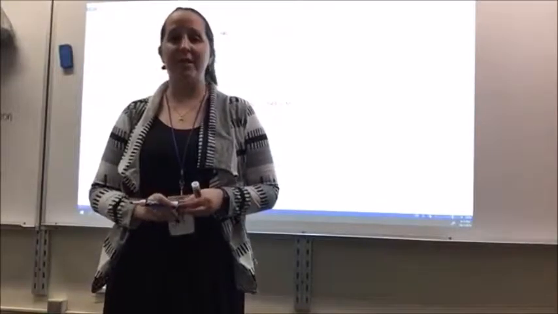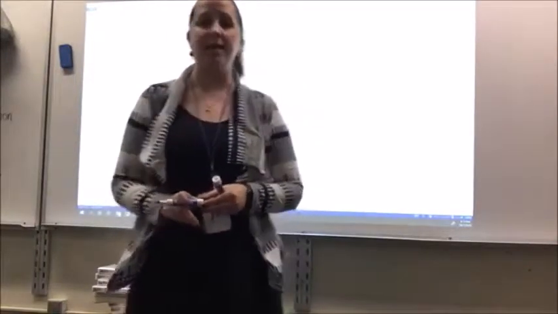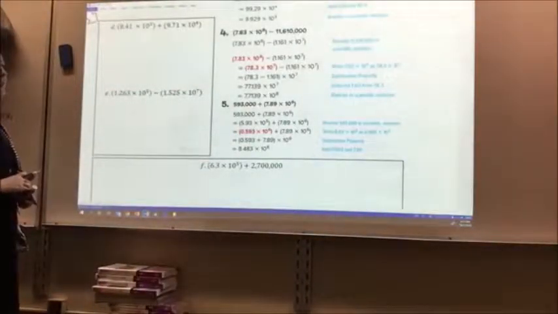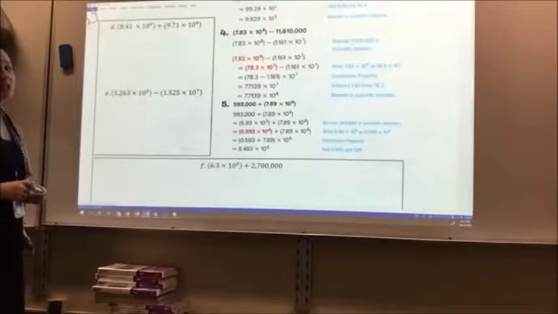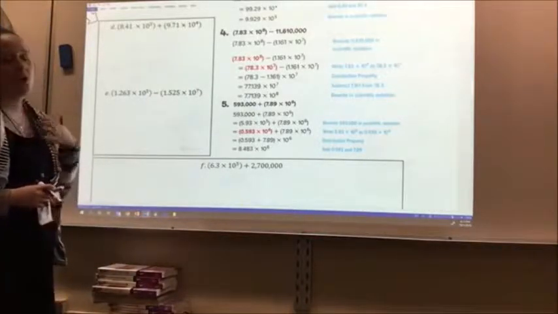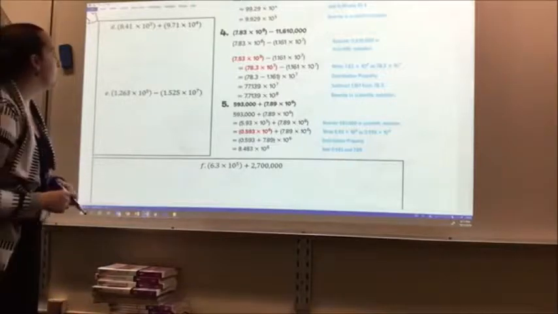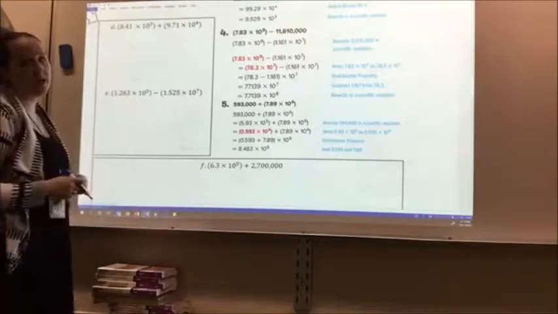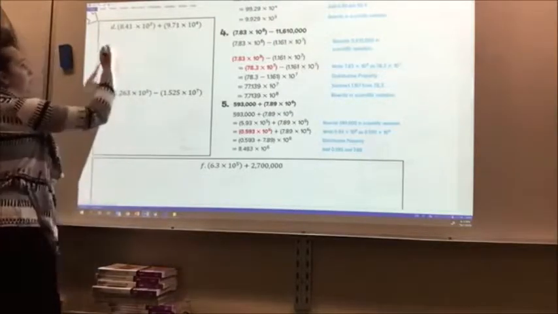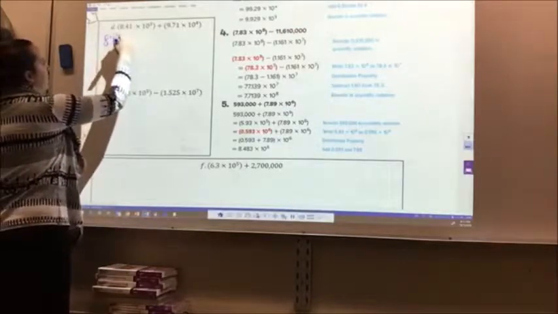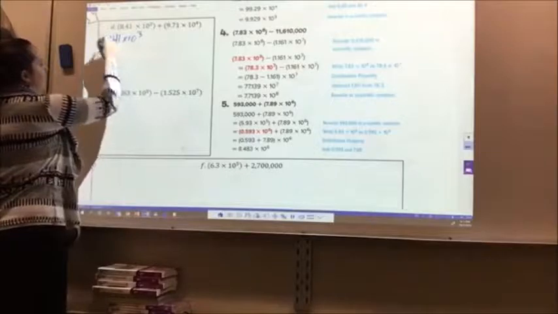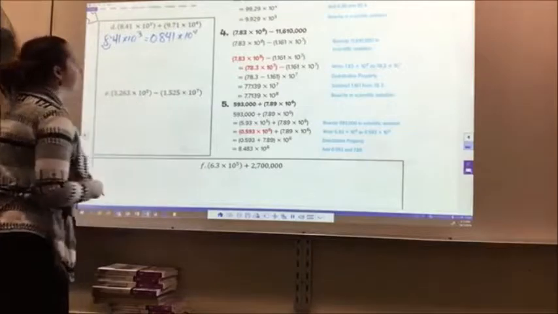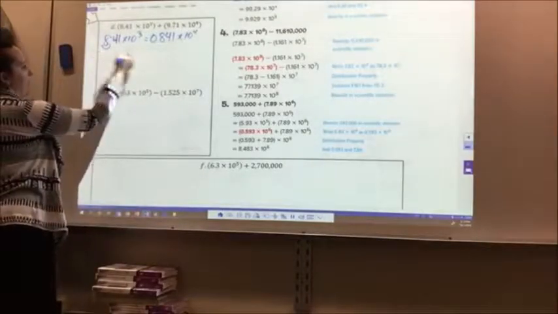So on this page, we have letters D, E, and F. So we're going to start with letter D. Letter D says 8.41 times 10 to the third plus 9.71 times 10 to the fourth. I need to change one of these into either a larger or a smaller exponent. So the first one I want to do is I want to go ahead and change 8.41 into a larger exponent. So 8.41 times 10 to the third, I move my decimal over 1, so I get 0.841 times 10 to the fourth.